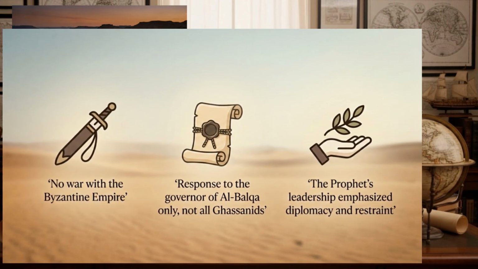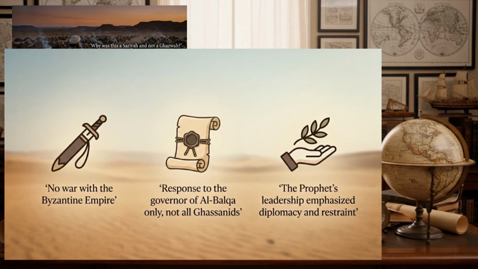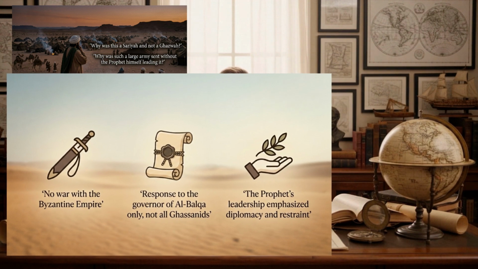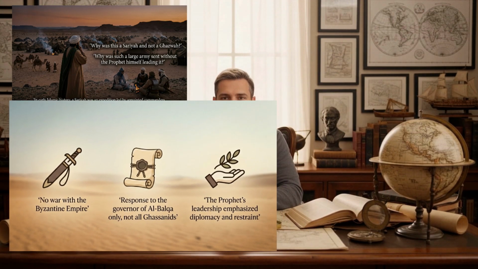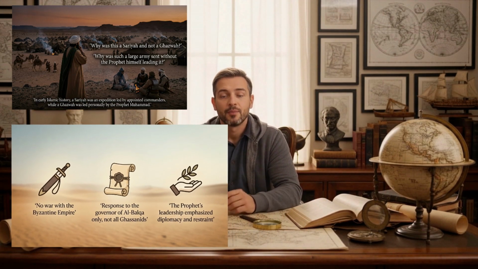So under this view, there was no full-scale war with Byzantium, and not even with the Ghassanids as a whole, only a response to the governor of al-Balqa. And in line with the Prophet's role as a leader of diplomacy and restraint, the action would not have gone beyond that limited scope. In that view, the 3,000 men were more than enough for a limited operation, or the number itself may even be exaggerated in later chronicles. Because sending such a large force without the Prophet leading it himself against a major empire was not something commonly done or repeated, except in the later expedition of Usama ibn Zayd, which is also connected to the aftermath of Mutah.